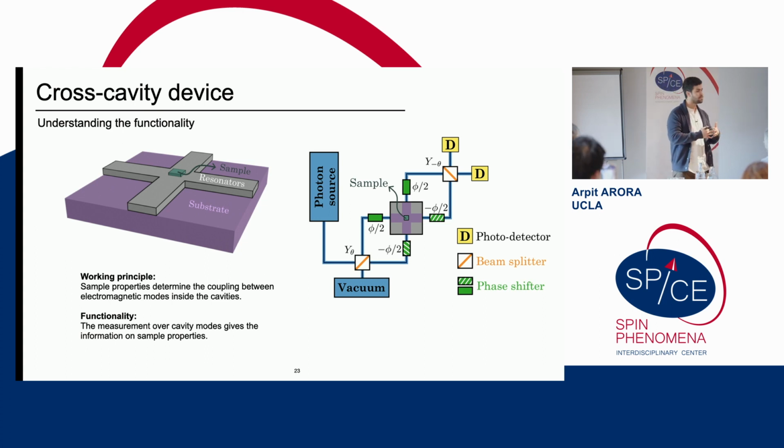So here is how we propose that the device would work. We can use a beam splitter and phase shifter to prepare an appropriate photonic state, which goes inside the cavity, and then something happens when it passes the material, and then the signal goes out for detection.